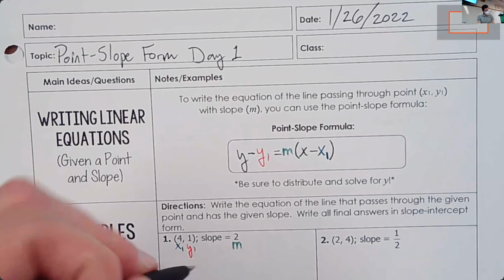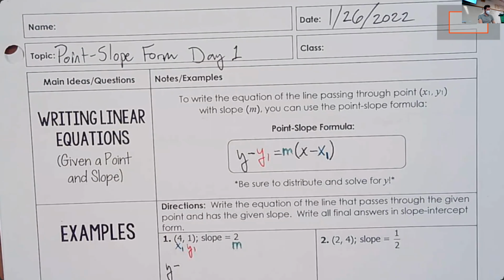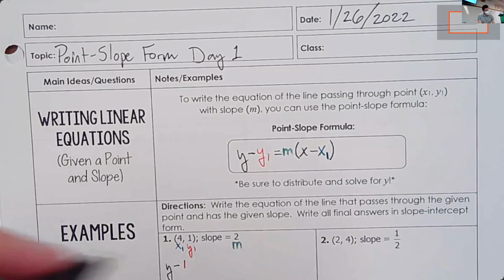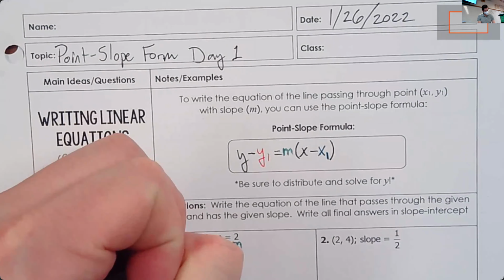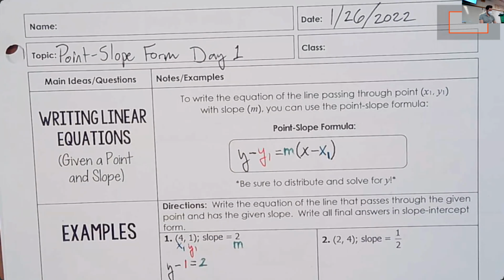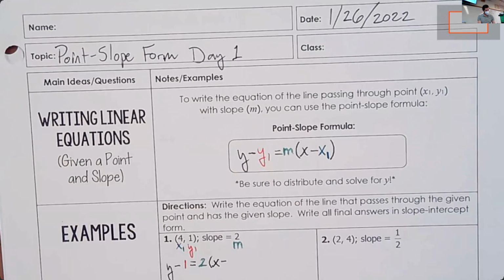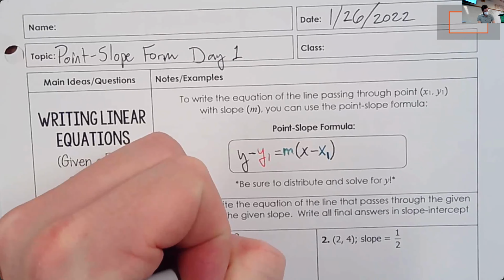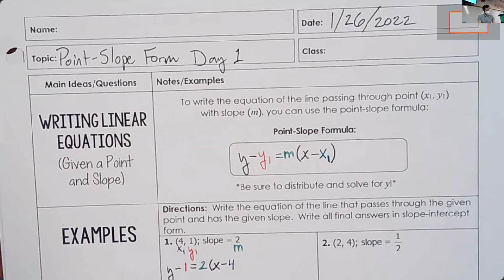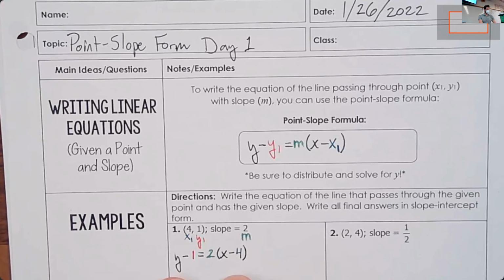So we're going to have y minus the value of y1, which is 1. So y minus 1 equals then the value of the slope, m, which is 2. And then times, in parentheses, x minus the value of x1, which is 4. So that right there, that is the point slope form of the equation. And if you were being asked to write an answer in point slope form, this would be your answer.